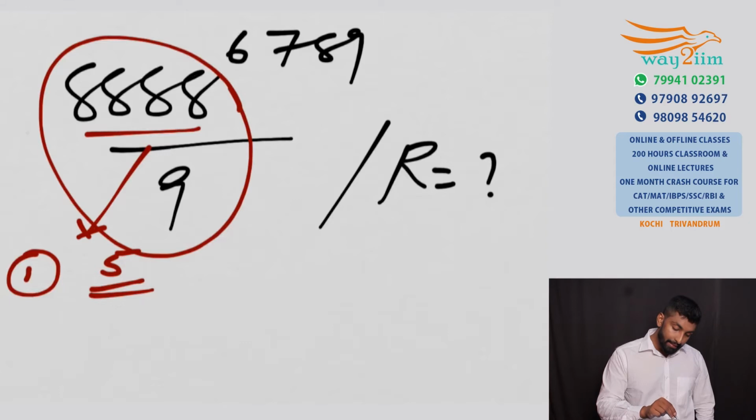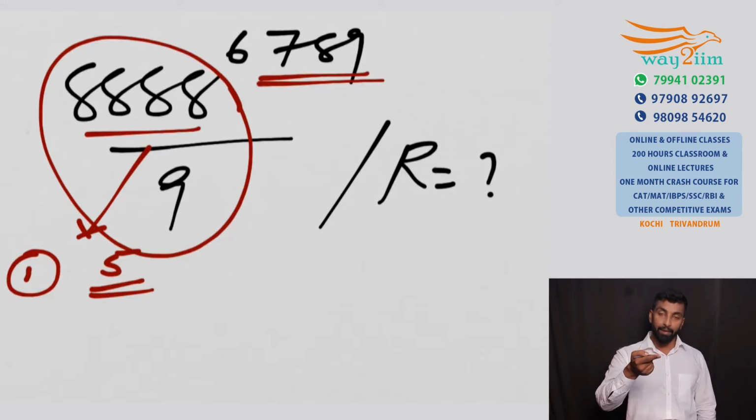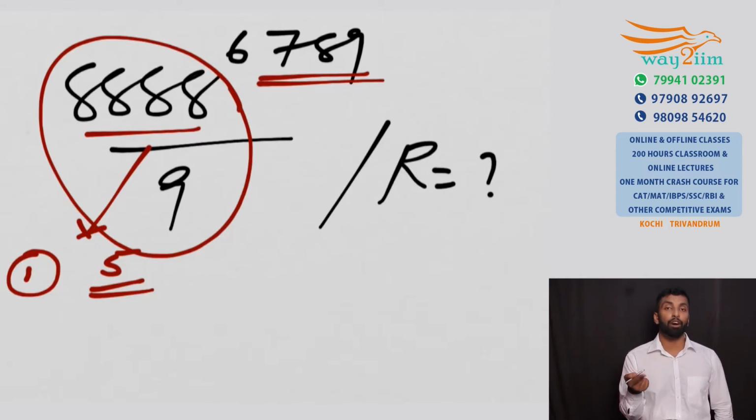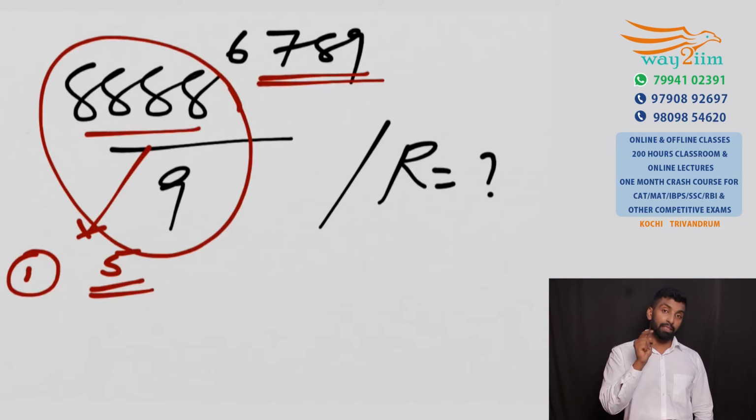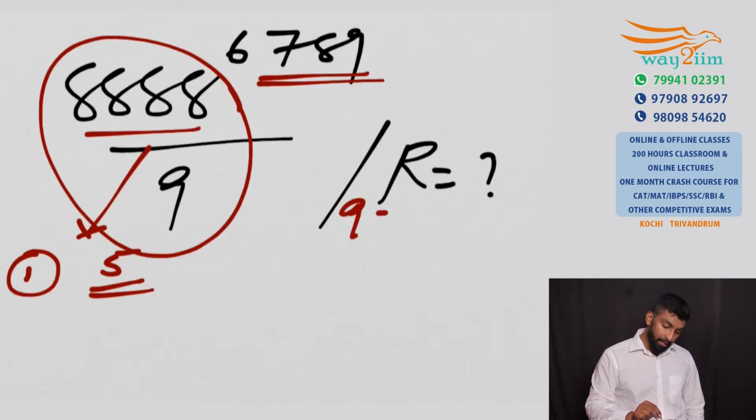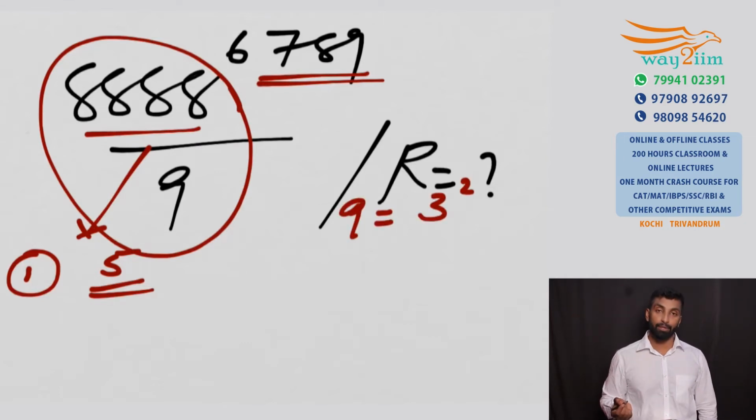Now what you need to do? 6789, that is the power of the numerator, divided by Euler's number of denominator. Now we are going to apply Fermat theorem, right? Divided by Euler's number of denominator. Now how will you find Euler's number of denominator? Denominator is 9, which can be written as 3 square, right?